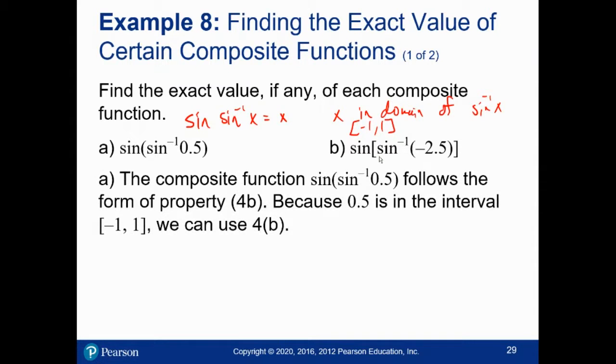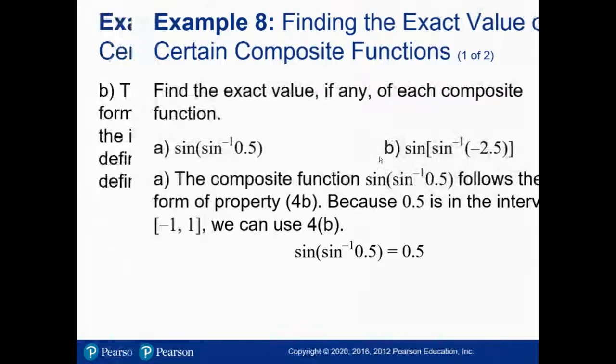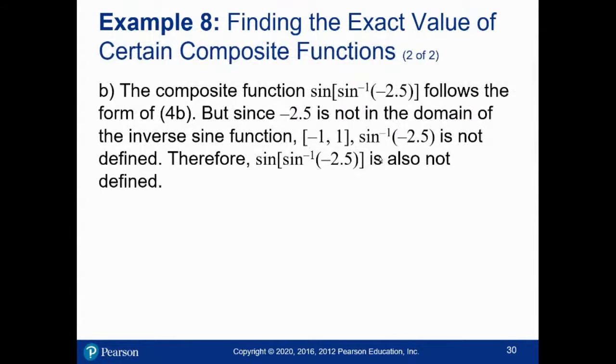So for part A, because 1/2 is in the domain, we just use this property and we say that the sine of the arcsine of 1/2 is 1/2. However, for part B, negative 2.5 is not in the domain of the inverse sine function. So I can't even do it. Okay, so sine of arcsine of negative 2.5 isn't defined because the arcsine of negative 2.5 doesn't exist.